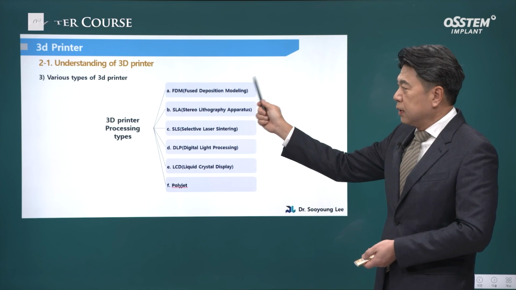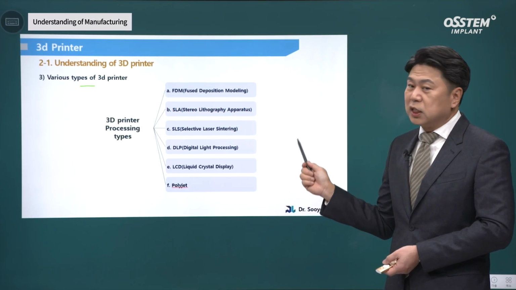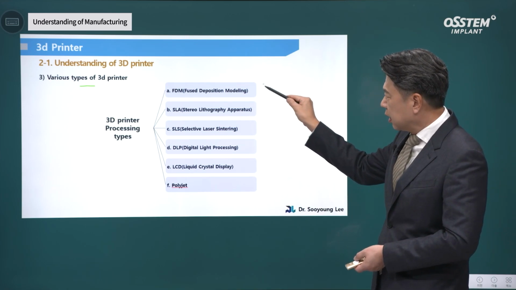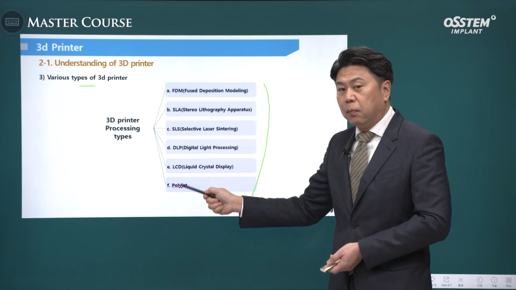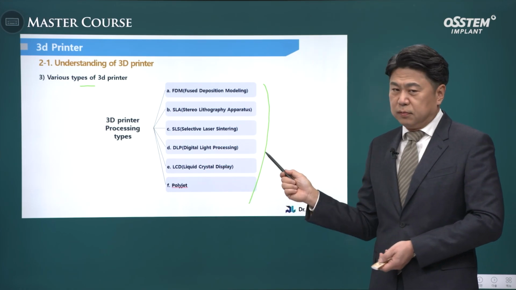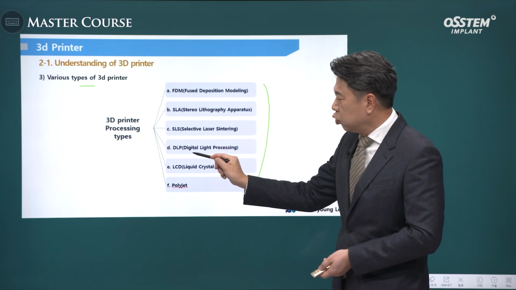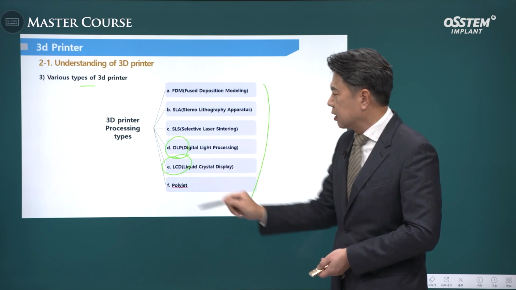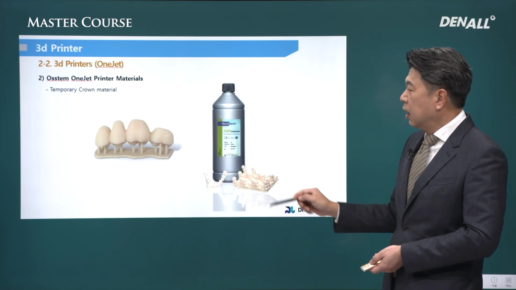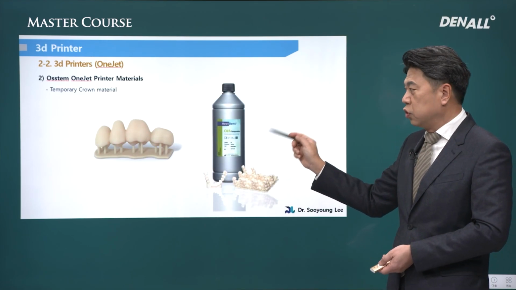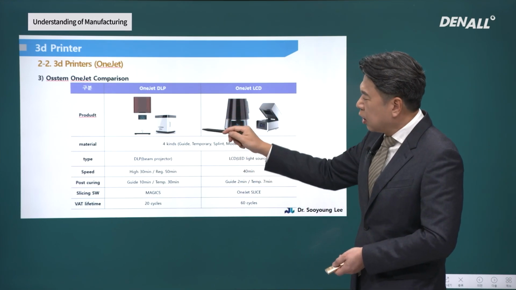3D printers, there are so many varieties. In dentistry, we usually use these 6: FDM, SLA, SLS, DLP, LCD, and PolyJet. I don't have time to go over them one by one. Austin uses DLP and LCD in general. DLP and LCD types. Four resin types are available from Austin. This is a comparison between LCD and DLP.